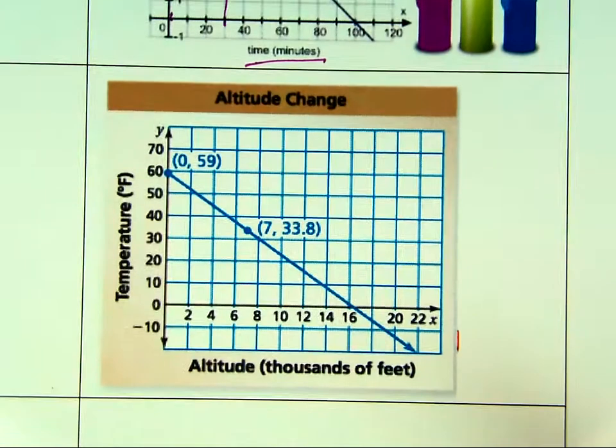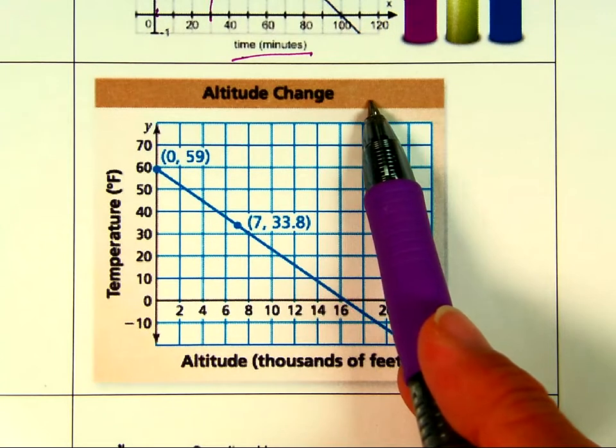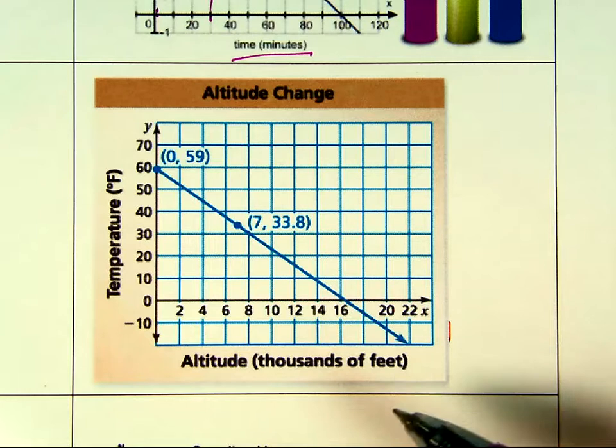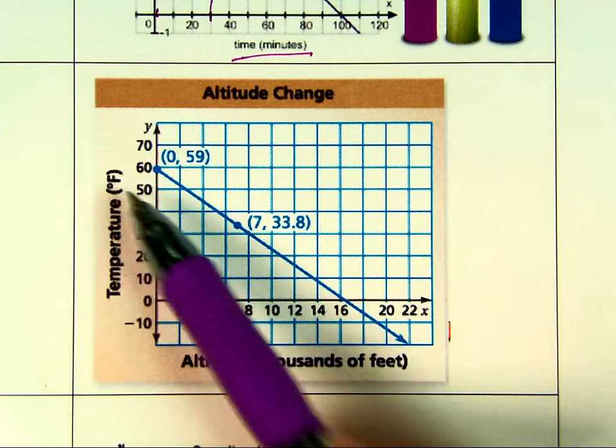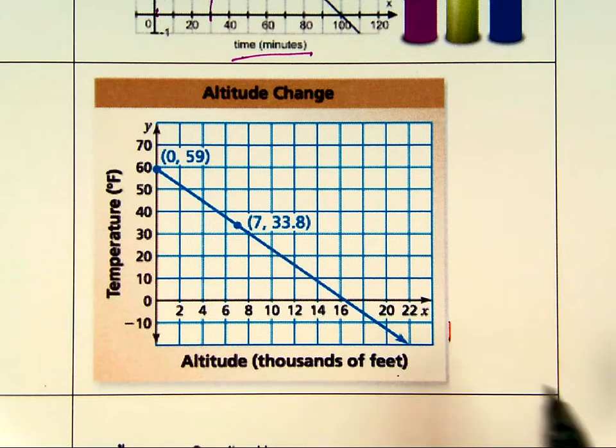Okay, here's one that's entitled altitude change. So this one has a title, which is nice. Altitude. So, and then it says temperature in Fahrenheit and altitude, thousands of feet. So I don't know if you've noticed, but when you go up in altitude, it often gets much, much colder. That happened to me on Mount Washington one time. It was 90 degrees at the base, and by the time I got to the top, I needed a jacket.